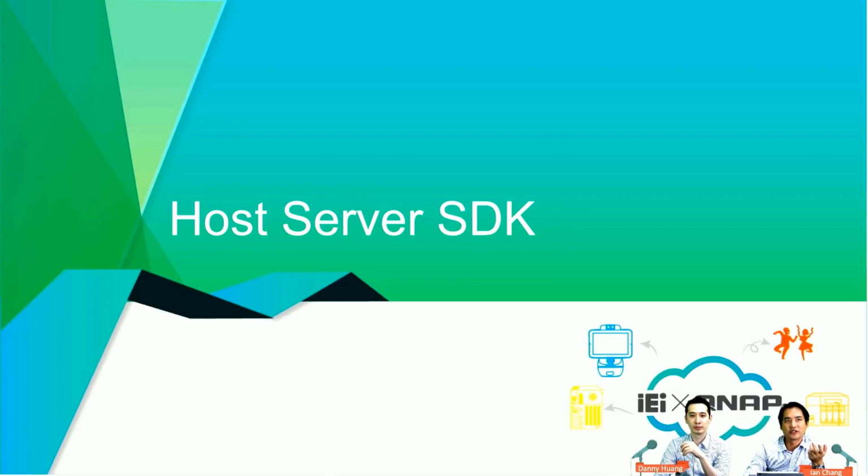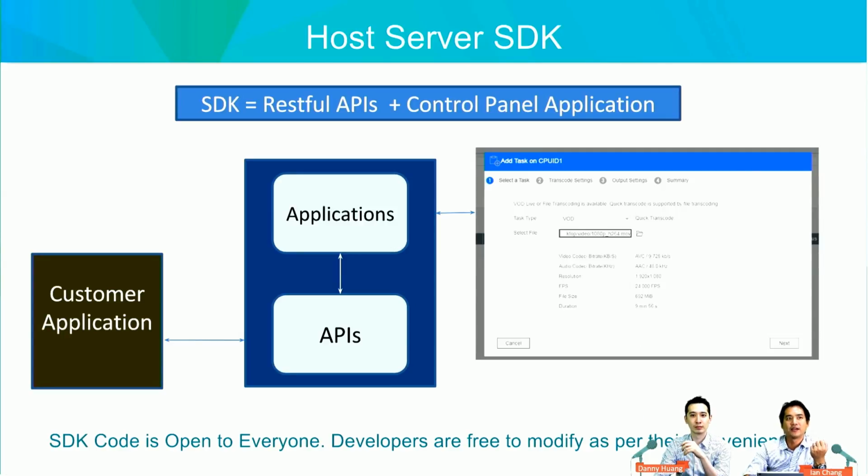Okay, next page is host server SDK. This transcoding host SDK contains two sub-modules. One is the API, one is our application. With the API, a developer can leverage it to develop their own application. And for the application, we already provide our web application console for the customer, so they can also directly use our default application to carry out the transcoding job.